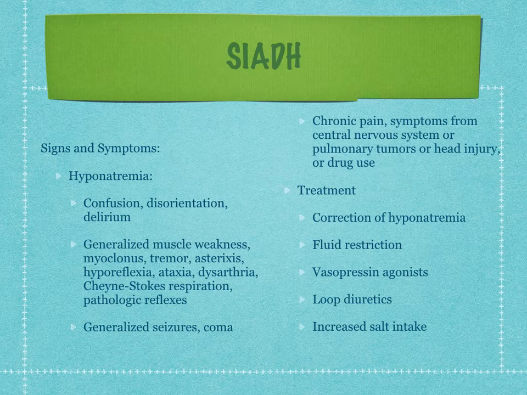Treatment is to correct the hyponatremia. We do that primarily through fluid restriction. If we're able to do it with fluid restriction, that may be all we do. But if that doesn't work, we may use vasopressin agonists. In other words, we're causing vasopressin not to be produced. Loop diuretics can also help in some cases, as well as increase salt intake.